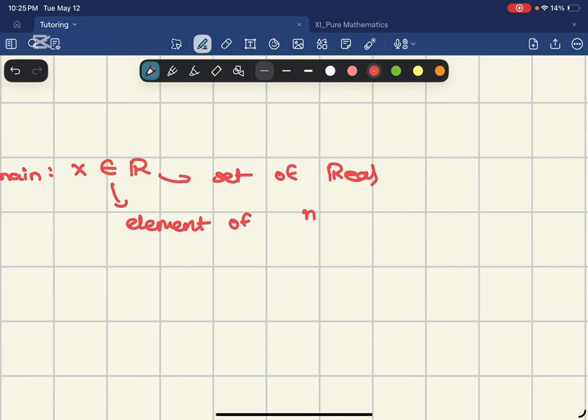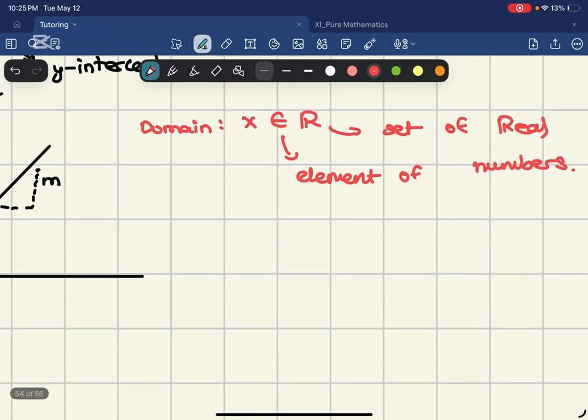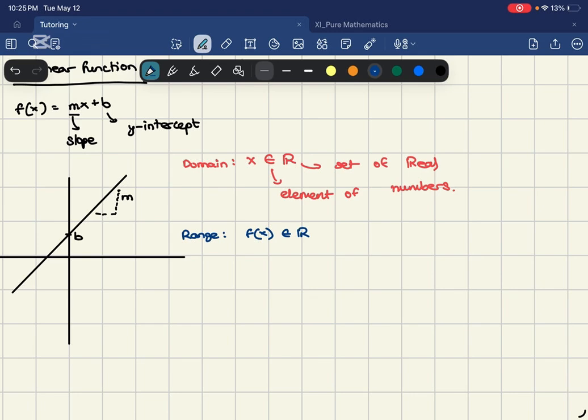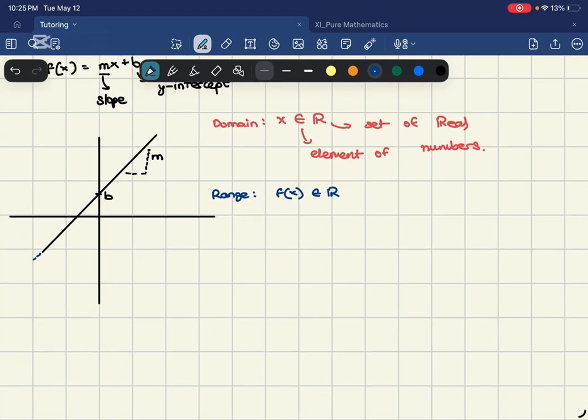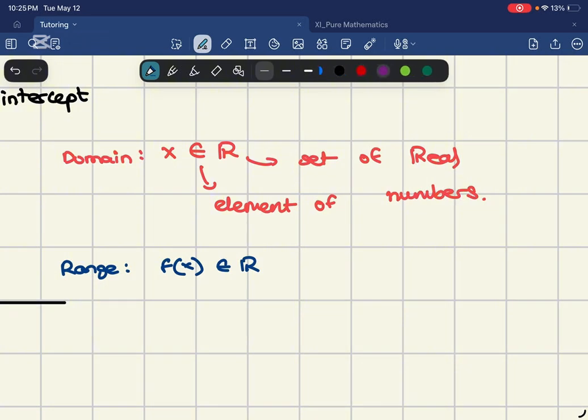Real numbers. All right. Now let's discuss the range of this function. F of x is also going to be all real values. So it's going to map to all numbers from negative infinity to positive infinity. So another way to write your domain is as follows. You can say x belongs to anywhere from negative infinity to positive infinity.